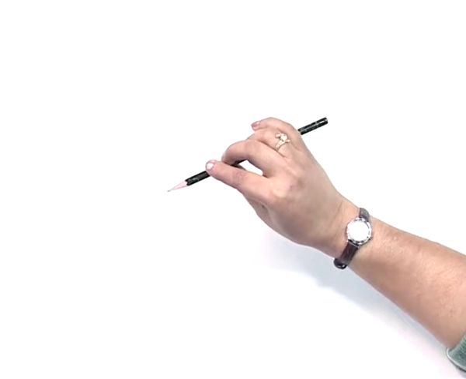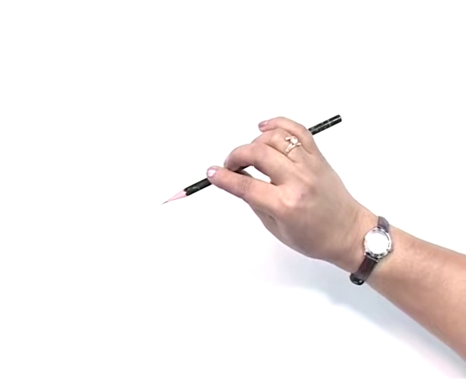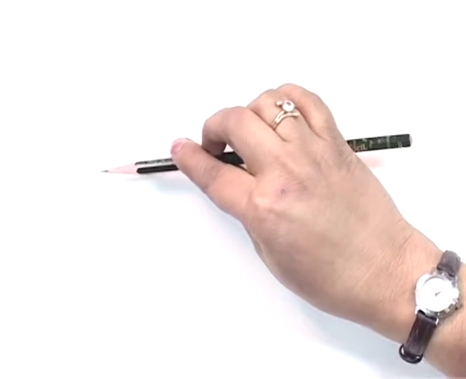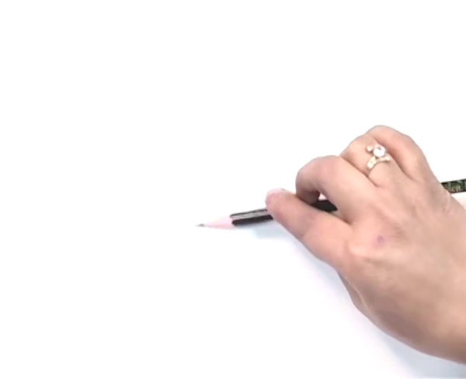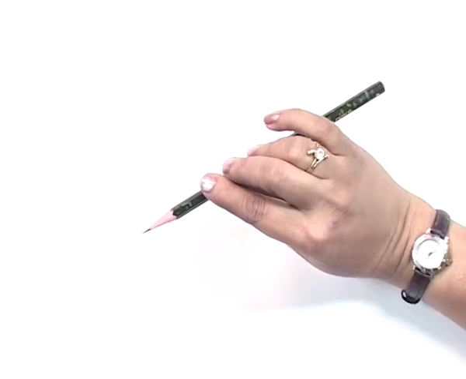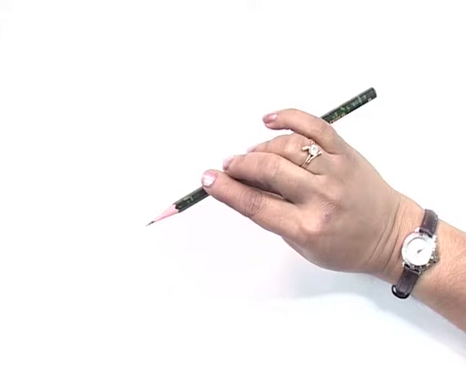This is the second position in which the pencil is normally held. It is useful for drawing and detailed drawing. For fine and controlled drawing, hold the pencil as you would for writing.